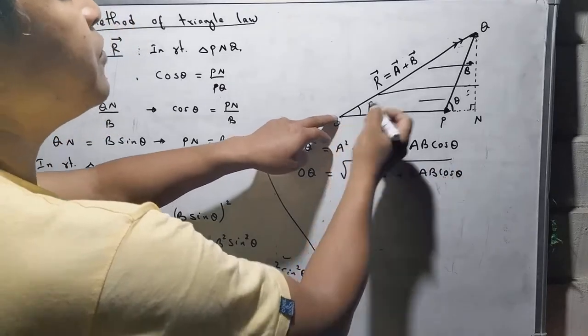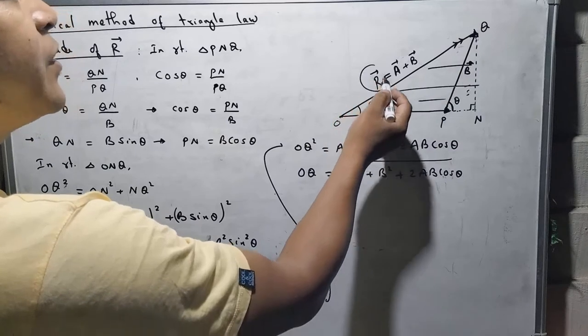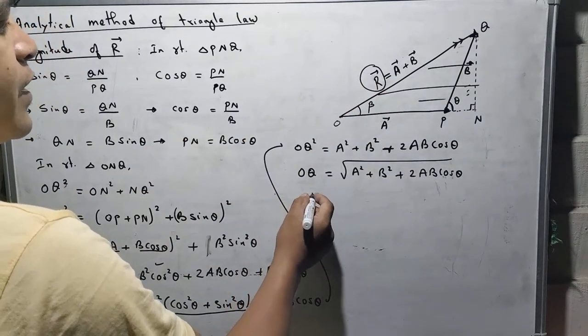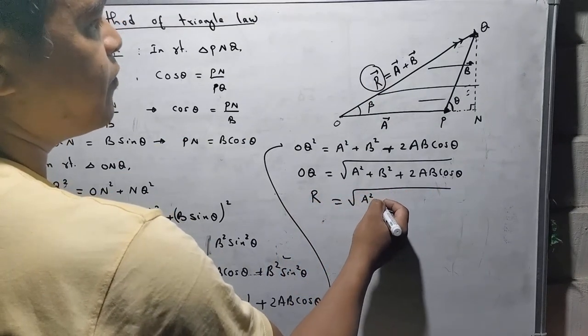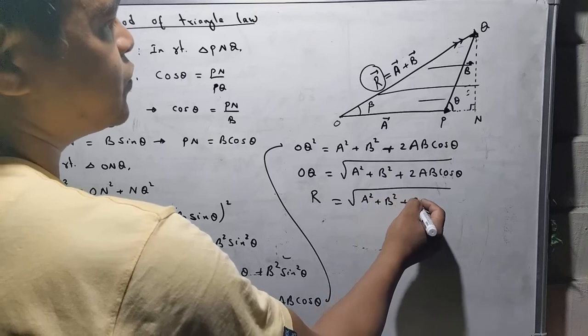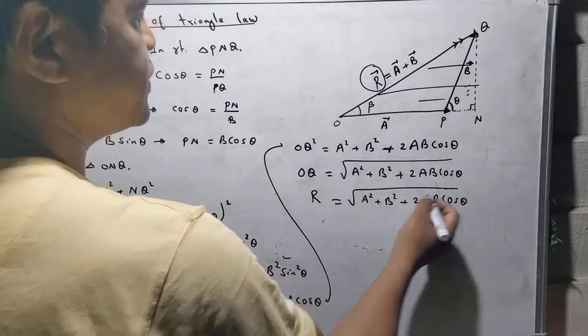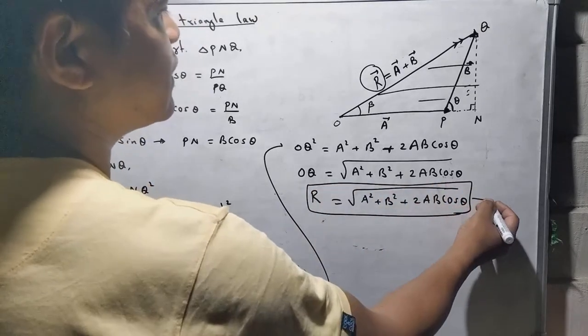How much is OQ? Now this OQ represents the magnitude of the resultant vector R. So instead of OQ, I will write R is equal to root over A square plus B square plus 2AB cos theta. So this is the magnitude of the resultant vector R.